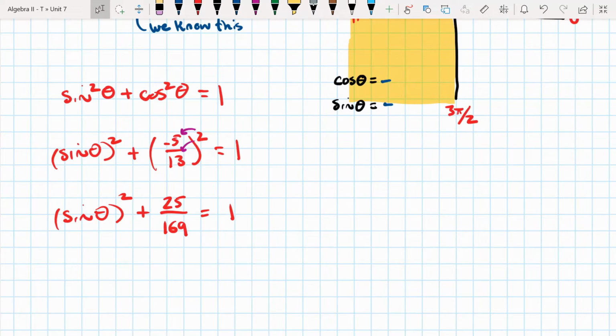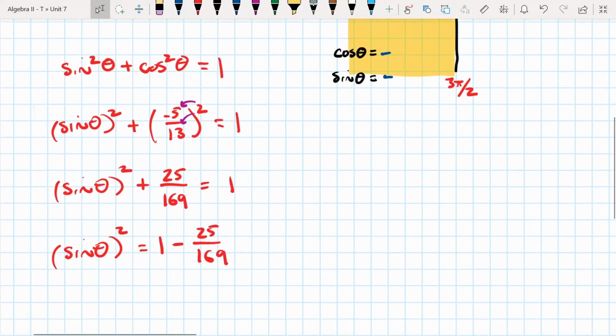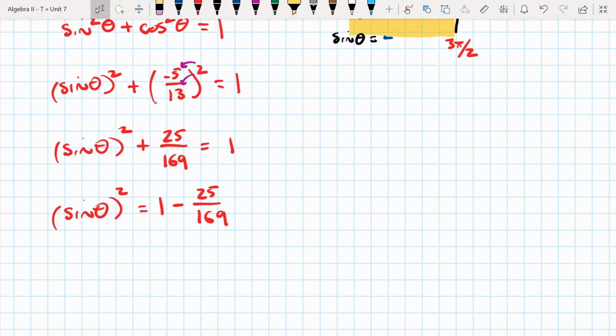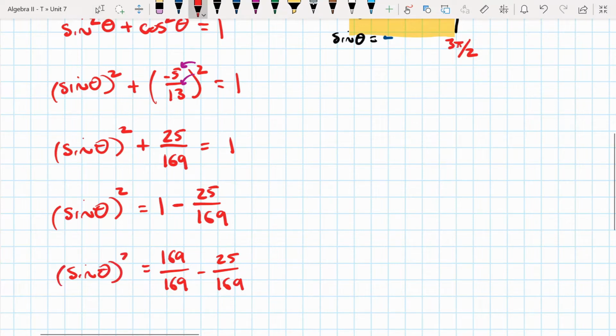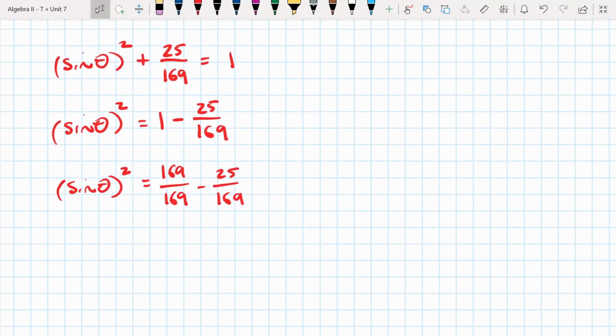Okay, so let's isolate the sine squared term by subtracting 25/169 on both sides. So we're just moving this fraction over. Now let's simplify the right-hand side by finding a common denominator here. So we're going to rewrite 1 as 169 over 169. Now let's simplify this fraction. So this is 144 over 169 for sine of theta squared over here.